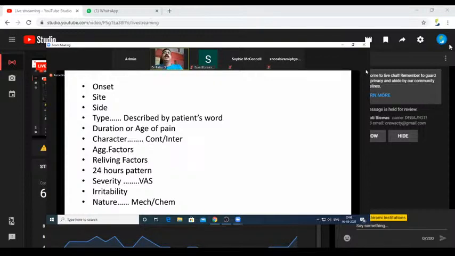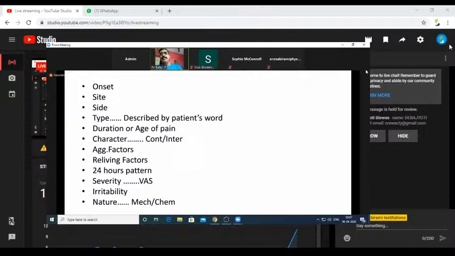Next we have to go for the side of the pain. Which side is the pain, the right side or the left side? Sometimes the patient says, sir, I get a pain completely on the outside here. Or the patient says, I have pain only in the center. It is not on the right side or left side, it is in the center area. So the site is the exact location by anatomical landmark, and next is the side of the pain.